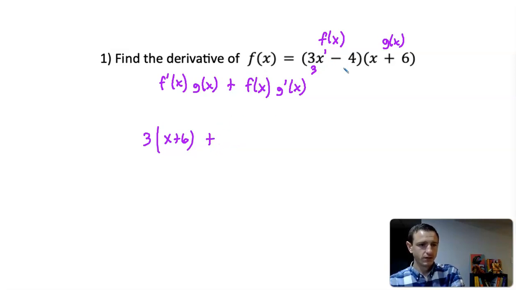plus the original first function. So 3x minus 4 times the derivative of the second function. This one's kind of interesting because it's just x plus 6, so the derivative of x is just 1. 6 is a constant, so it's just times 1.